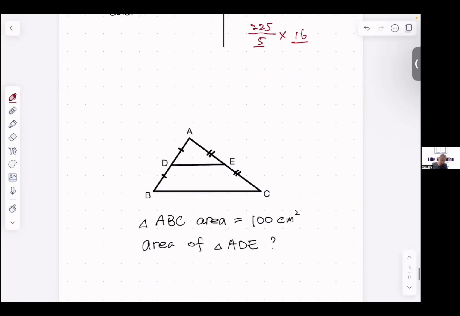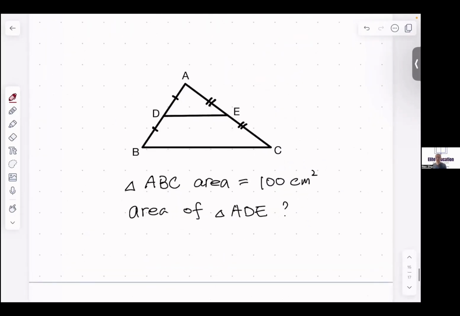So here, I'll give everyone another question. There's a problem like this. It says the area of ABC, the big one, is 100. Now I'm asking you, what's the area of the small one? Okay, I hope this question can help the kids get even more familiar with the method we just talked about.